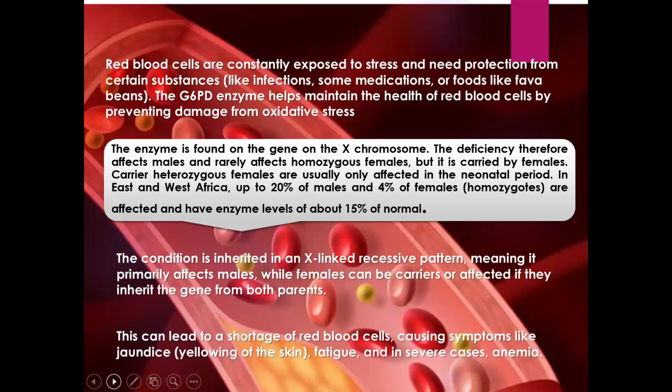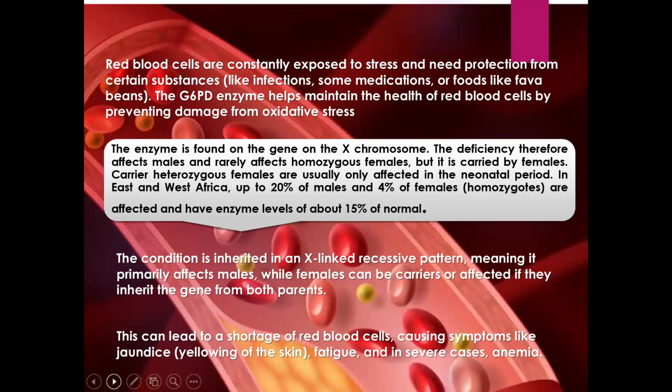G6PD is an enzyme that is responsible for the pathway that leads to the production of NADPH, and NADPH is important to catalyze the production of glutathione. I know that glutathione is a very good substance in the body that protects the cell membrane of red blood cells and other cells.